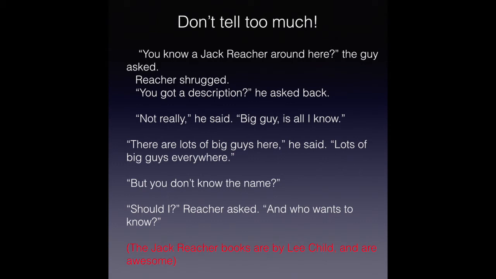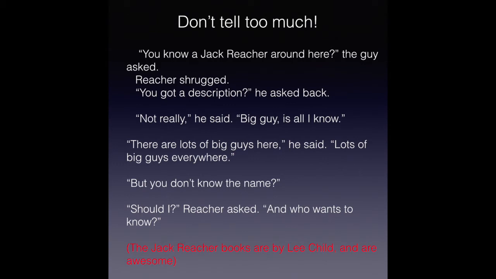Also, don't tell too much in the dialogue. Remember, one of the best ways to keep readers turning pages is to have story questions. So you don't want to answer all those story questions in your dialogue if you don't have to. Take a look at this section of dialogue that's on the screen. It's from one of the Jack Reacher books by Lee Child. I recommend them all. They're amazing.